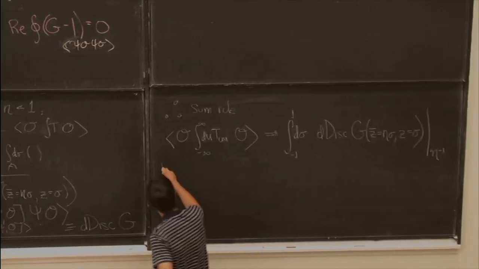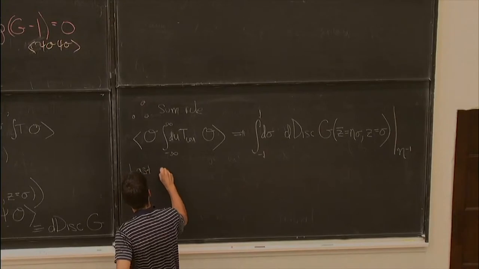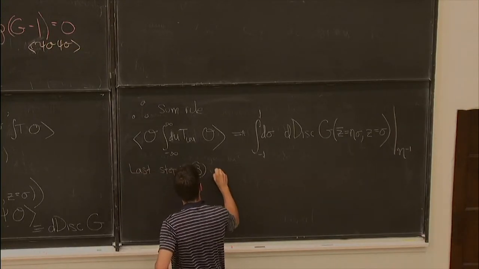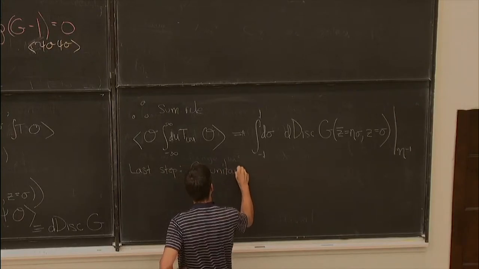Okay, so the last step in the proof of the ANEC is unitarity.